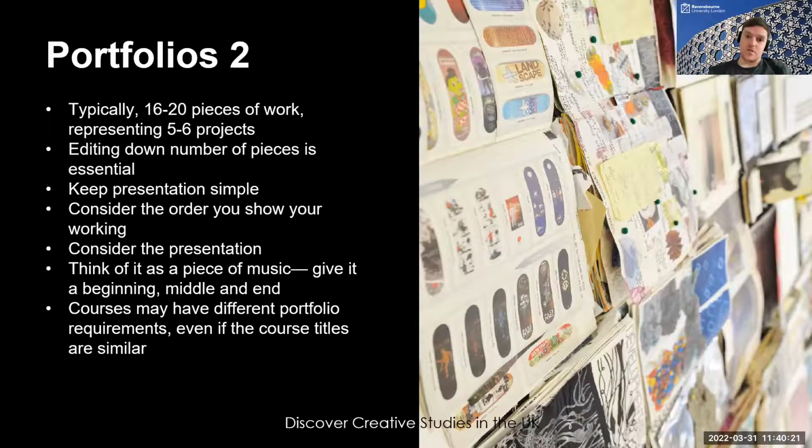And also look into the courses in detail as well before you apply and before you submit your portfolio, because courses may have different requirements. They may have the same course title, but they might be completely different in the way that they teach, and the focuses they have on the elements of teaching. So bear that in mind when you're doing your research and constructing your portfolio.